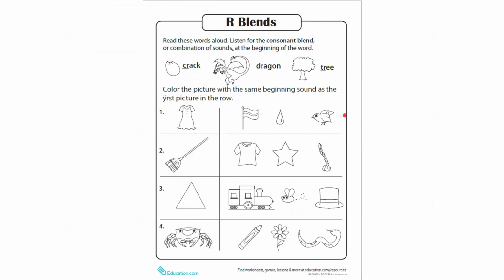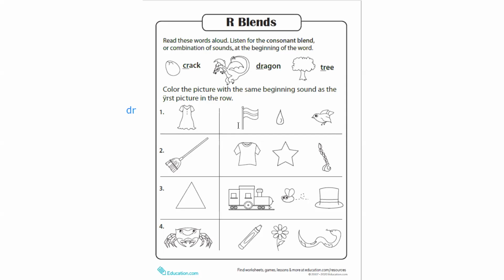Now in this worksheet, what you have to do is, you have to match the same sound. So you will see this picture and you will guess the sound of this picture. So what is this? This is a dress. Dress. What is the sound in dress? What is the blend? It is dr, dr. So the blend here is D, R. So I will write it here so that I don't forget. Dr.